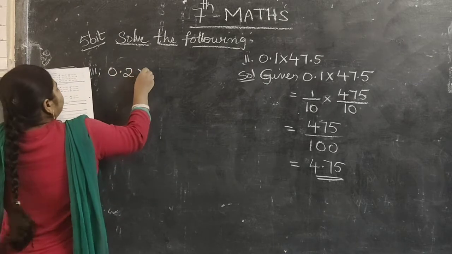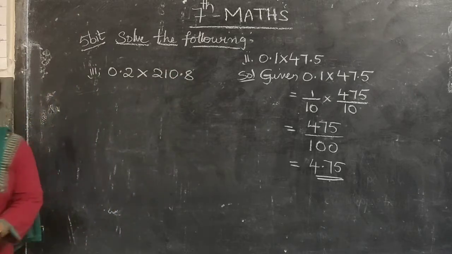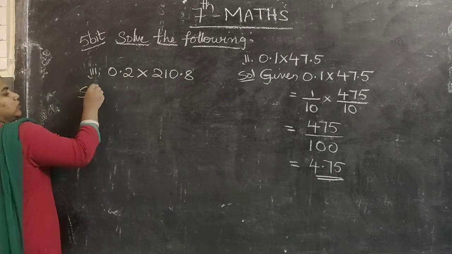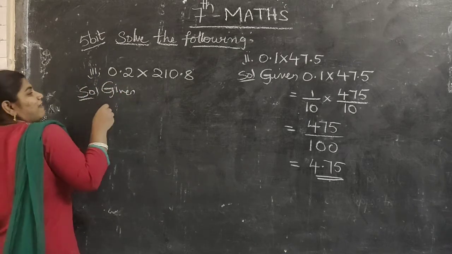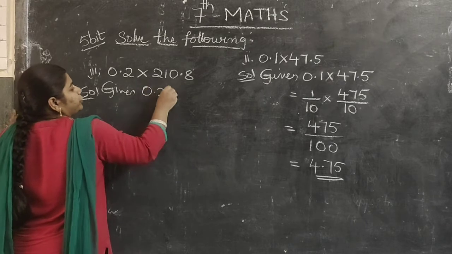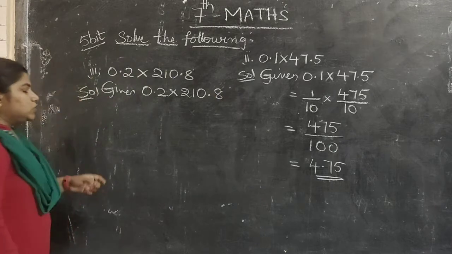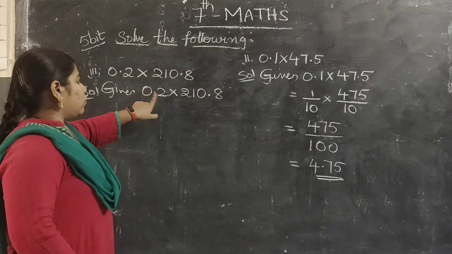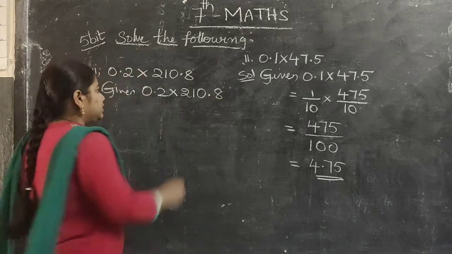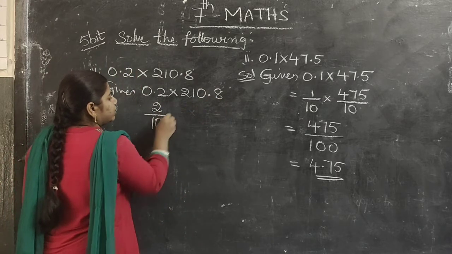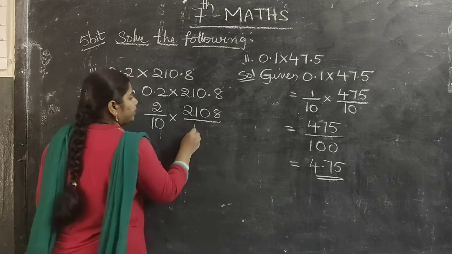Next one is 0.2 into 210.8. So given 0.2 into 210.8. So after point we are having only one digit. Here also after point we are having only one digit. So we can write 2 by 10 into 2108 by 10.